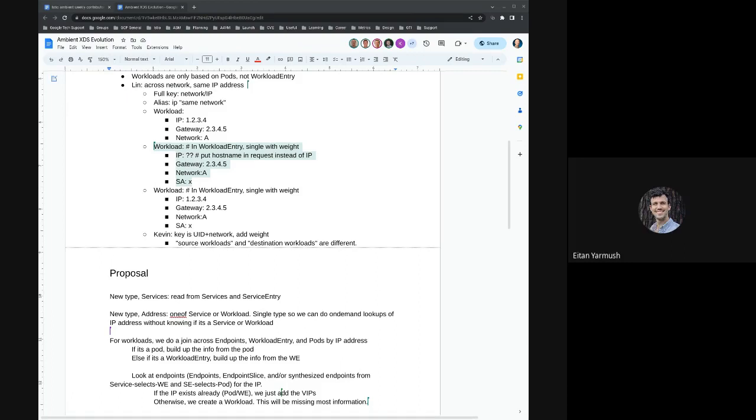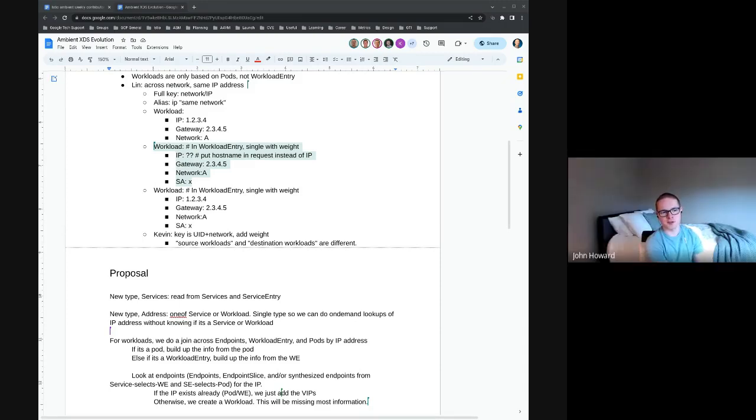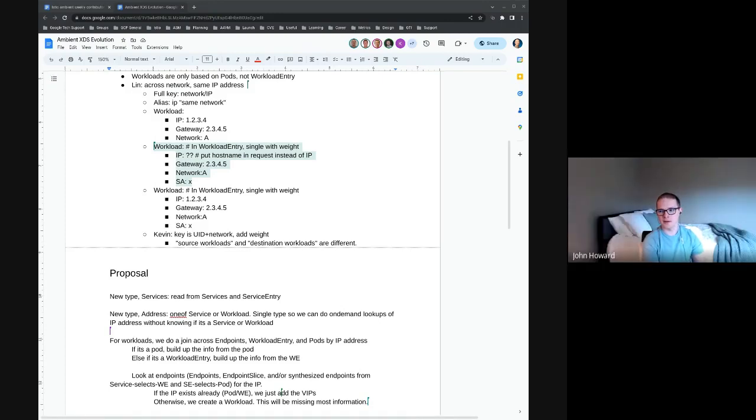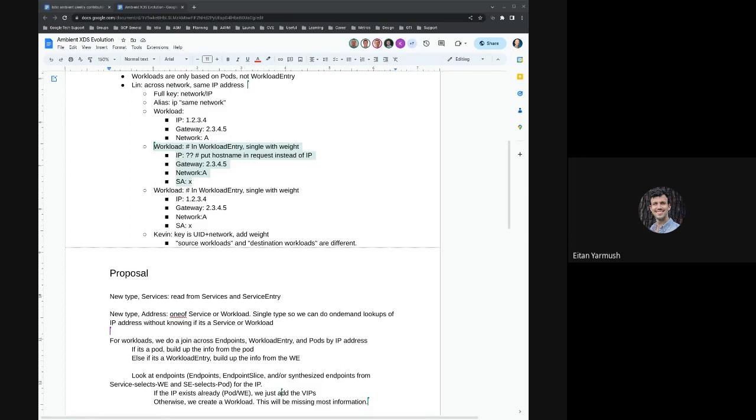Just to be clear, service in this case means abstract service, not Kubernetes service. Yeah, maybe we should come up with different names. I mean service as in the new message type, that's service or service entry, FQDN. Got it. And then a workload is a workload entry or a pod. Makes sense.